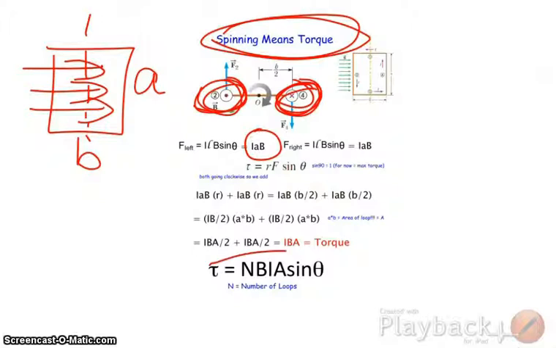Now, N is added into this equation. N is the number of loops. Basically, if you do it again and again, every loop, you add torque. You double it, or you add another one. So if N equals 2, it would be twice as much, and 3 times as much.